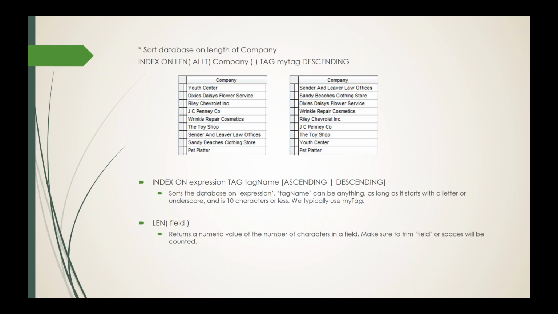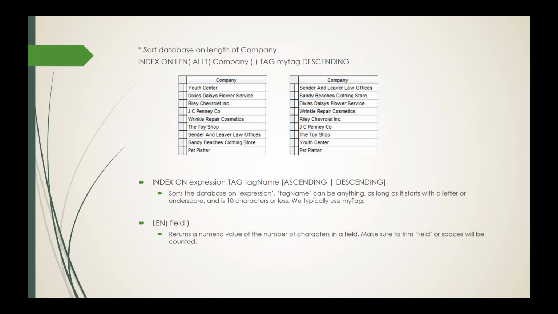We're going to give it an expression, and that expression in this case is going to be a function. So the very first thing we're going to do is use all trim company. That's going to take the company, trim any trailing or leading spaces from it so we end up with just the characters in that company name, and then we're going to find the length of the company field without any spaces. And as tag, you can see I've used my tag, because the name of the tag does not matter. It is necessary, but it doesn't matter.